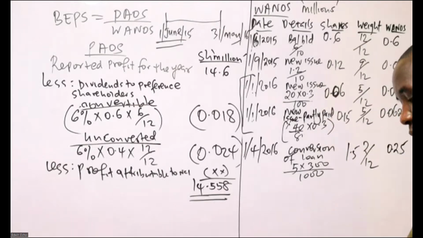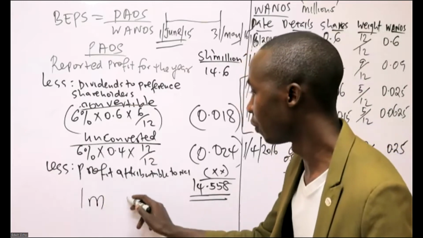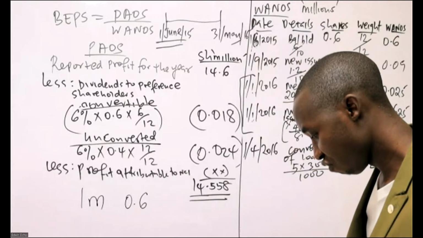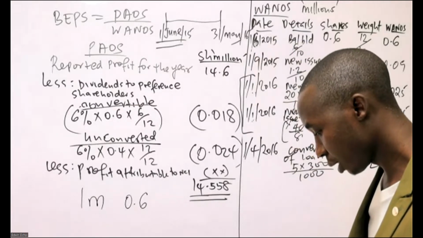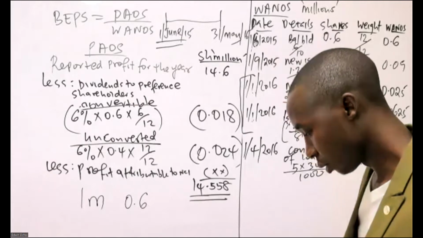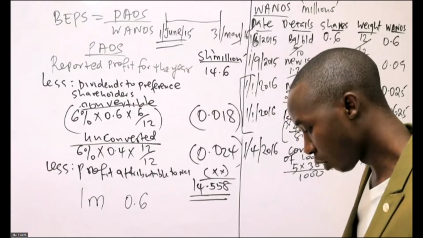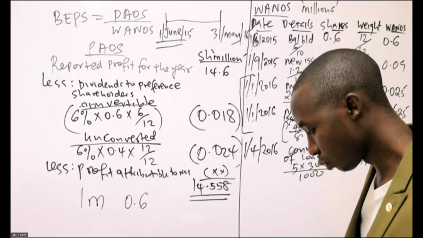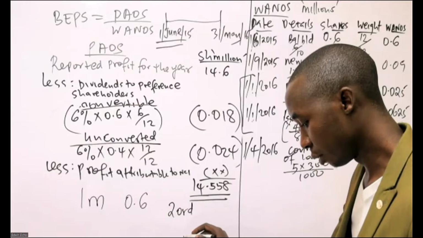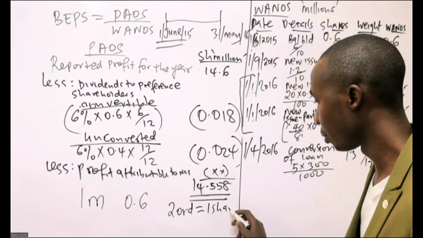Then in the last one, additional information number 4, shillings 1 million of the convertible preference shares. Did they convert? Out of the 1 million, they converted 0.6. In which proportion? The preference shares were convertible into ordinary shares at the option of the preference shareholders on the basis of 2 ordinary for each preference share issued. For each, that is 1 share.